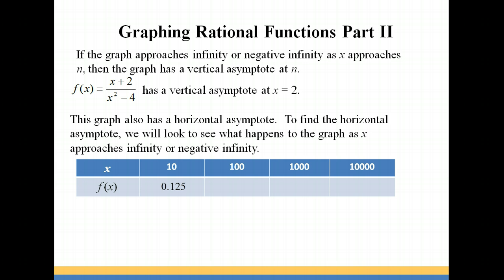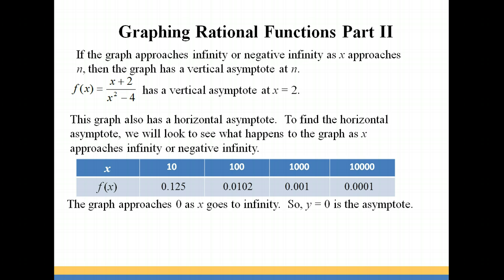So we're going to start at 10, and we have 0.125, 100, 0.0102, 1,000, 0.001, and at 10,000, even smaller. So these numbers are heading towards 0. So we would say that y equals 0 is the asymptote.